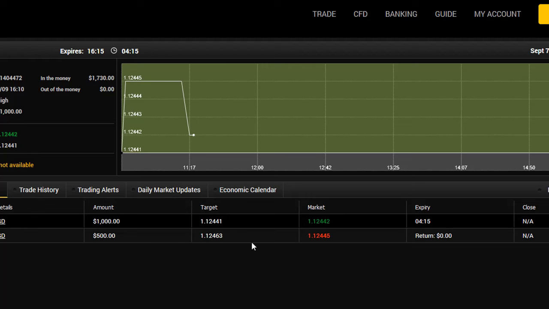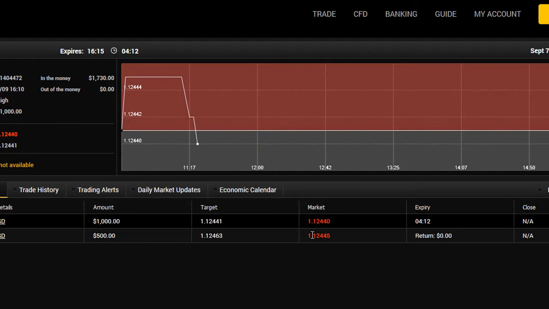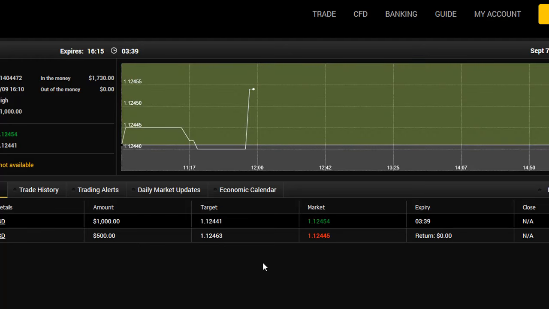Okay, can you see that? It's about 0.7 pip loss. Okay, there's nothing we can do about it. It's less than a pip. But again, in binary option, if it goes in our advantage by 0.7 pip, we still make money. Okay, still 3 minutes plus to go.